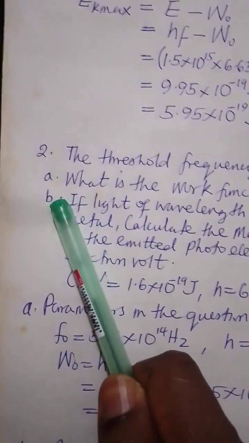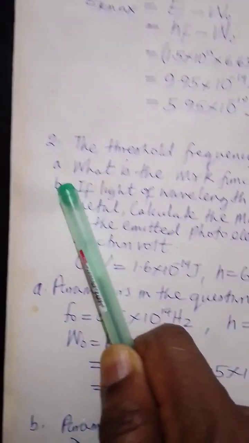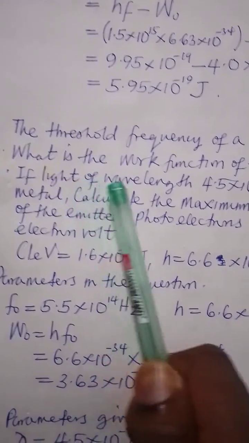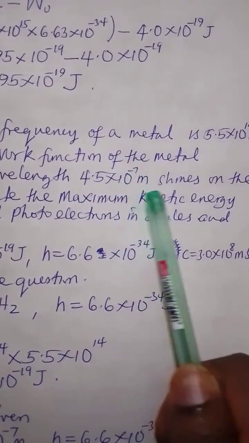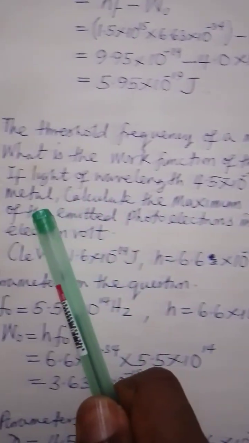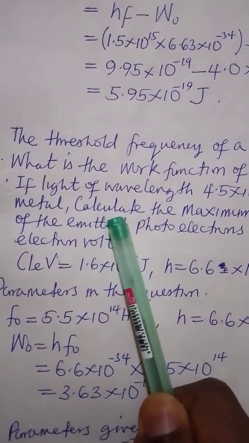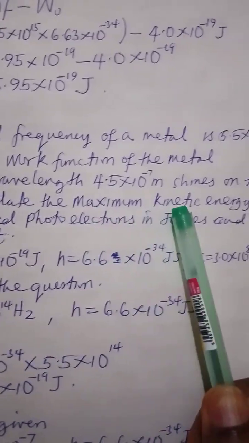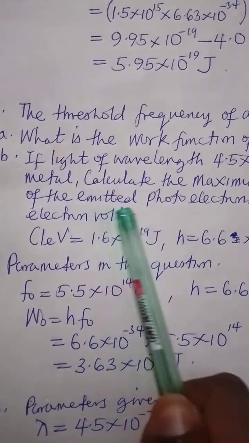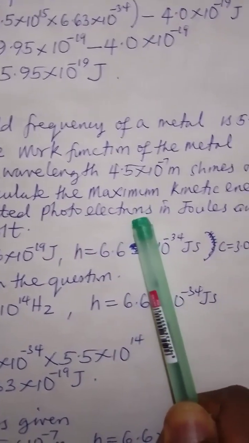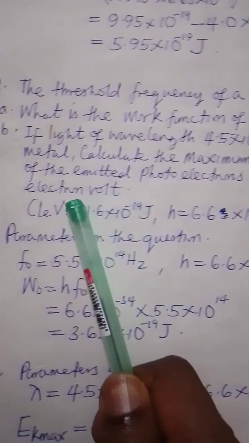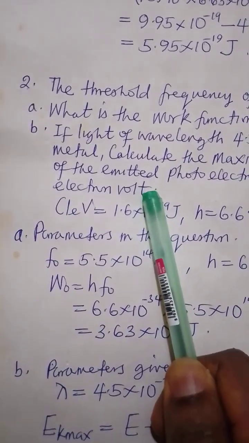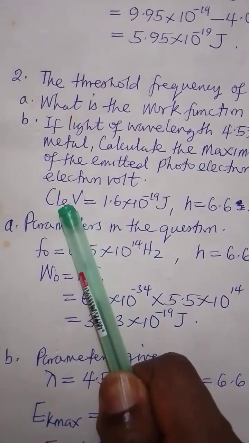Number 2, that is the B part of the question. If light of wavelength 4.5 times 10 raised to the power minus 7 meters shines on the metal, calculate the maximum kinetic energy of the emitted photoelectrons in joules and electron volt. We are given certain parameters to work with.